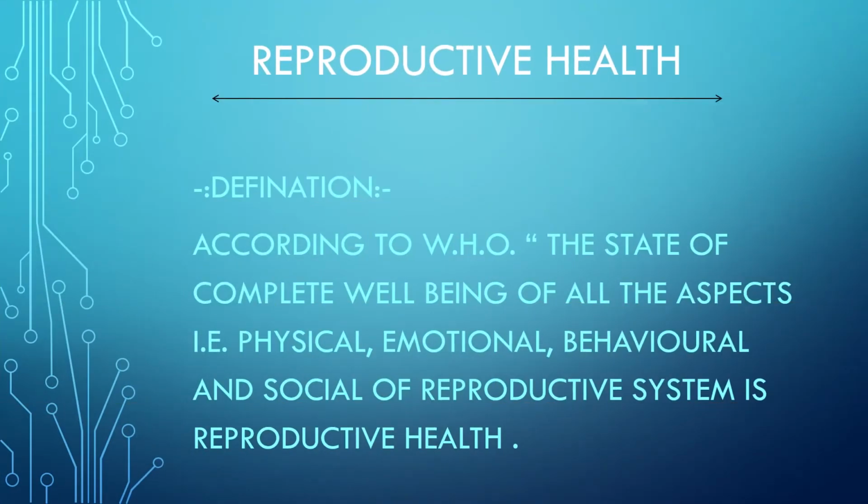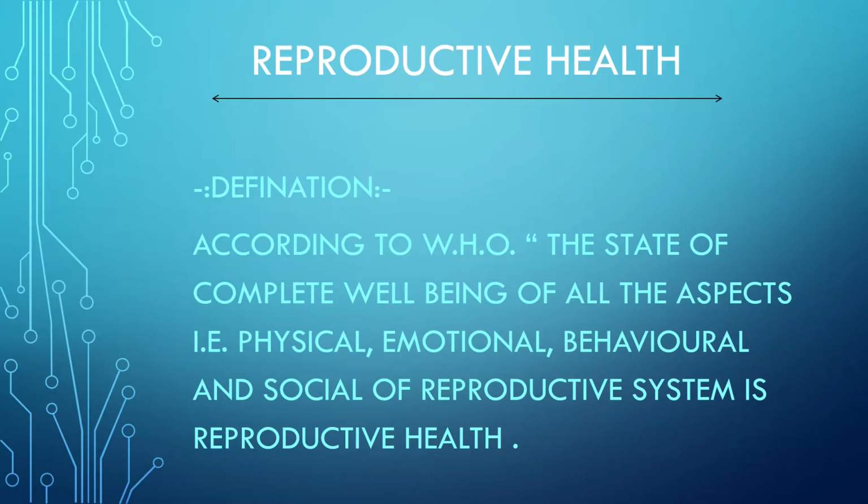The World Health Organization defines reproductive health. Actually, it includes our physical, emotional, behavioral and social aspects with the reproductive system. One adult must be physically fit, emotionally strong, behaviorally better and have social consequences. If all the things are in a proper scenario, then we can say that the reproductive health of that particular person is well.